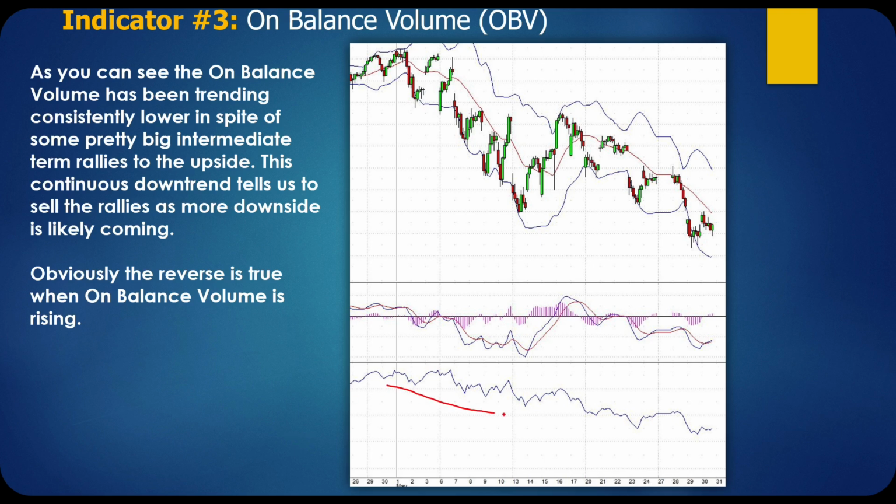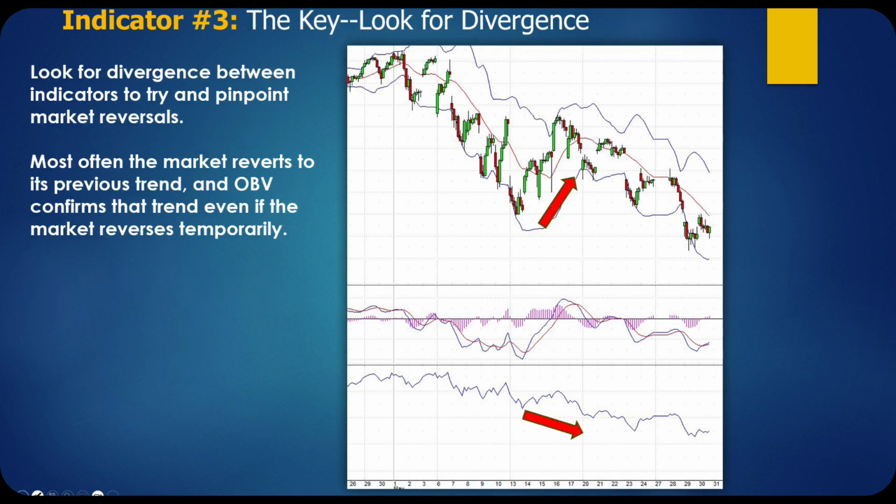So a lot of our trading success has to do with our conviction. How sure are we that a trend is still in place? And these head fakes can be devastating. They can really whipsaw you out of your positions, especially when you're dealing with something like options. Even with stocks they can, but with options, it's really dramatic. So on-balance volume will tell you whether that trend is truly reversing or if it's continuing. And so the key here is to look for divergence. Look for divergence between indicators to try and pinpoint market reversals. Most often the market reverts to its previous trend, and OBV confirms that trend even if the market reverses temporarily.